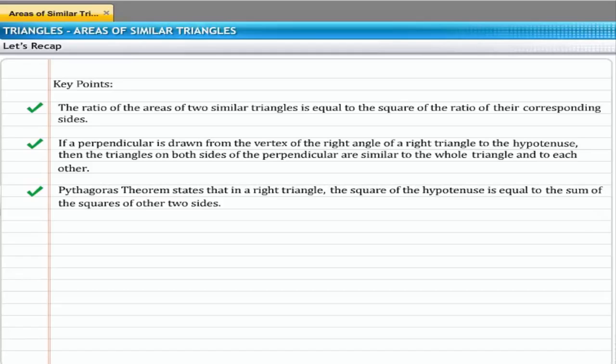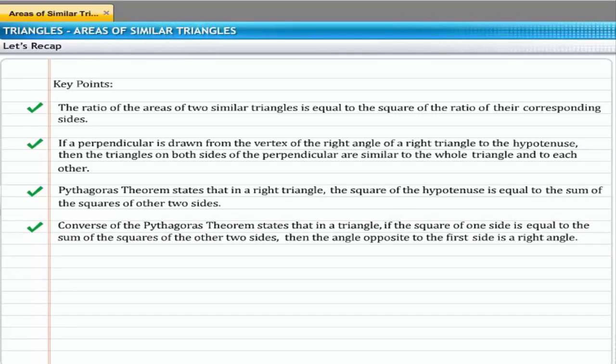The Pythagoras theorem states that in a right triangle, the square of the hypotenuse is equal to the sum of the squares of the other two sides. The converse of the Pythagoras theorem states that in a triangle, if the square of one side is equal to the sum of the squares of the other two sides, then the angle opposite to the first side is a right angle.